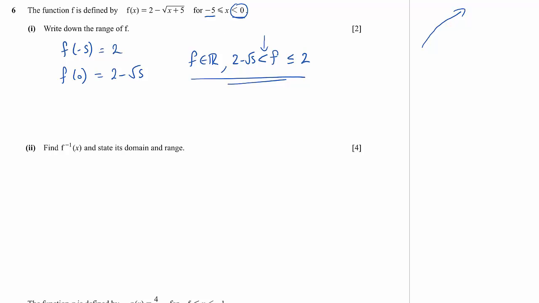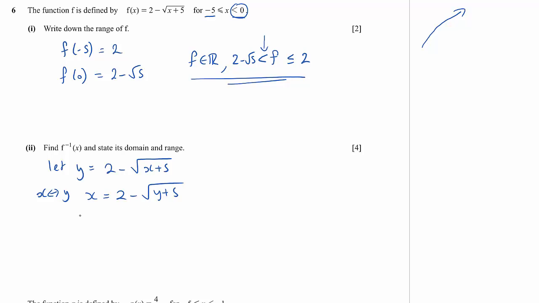So we want to find the inverse of f. So in the usual way, we'll let y be equal to 2 take away the square root of x plus 5, and then interchange x and y. So x is going to be 2 take away root y plus 5. And we want to get y as the subject.